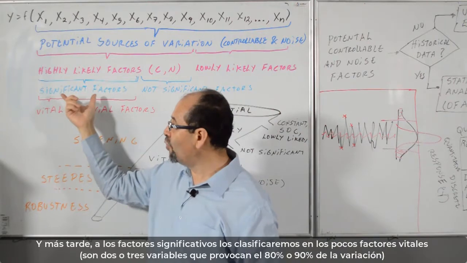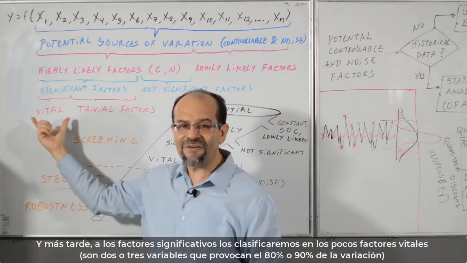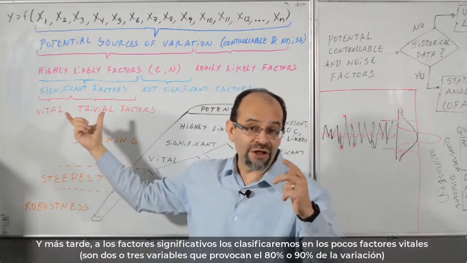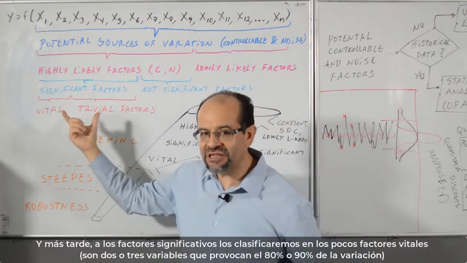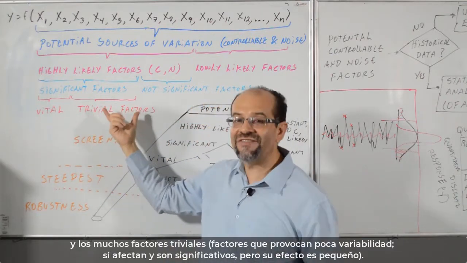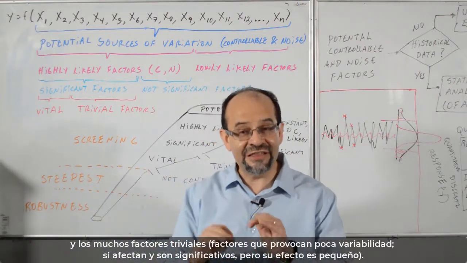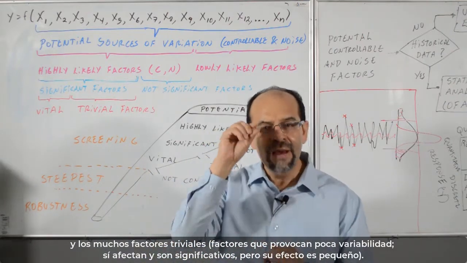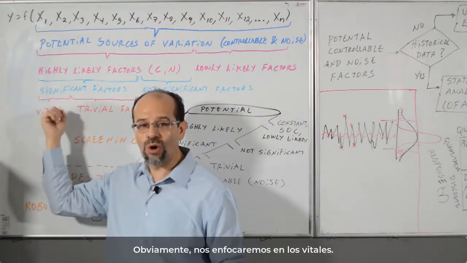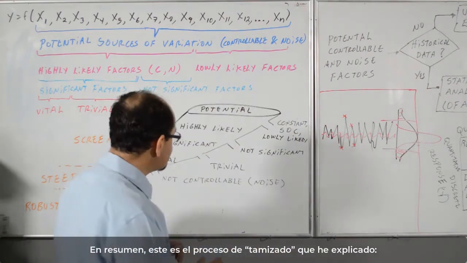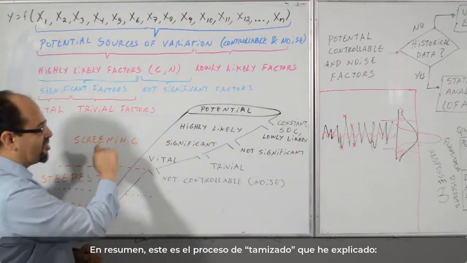And later, of the significant factors, we want to classify them on vital factors, which are the 1, 2, 3 variables that are creating 80% of the variation, 90% of the variation, and the trivial many. All the other factors that are not creating much variability, they do affect, they are significant, but the effect is small. Of course, we want to focus on the vital ones. So at the end, this is the process that we are going to follow. This is a screening process.